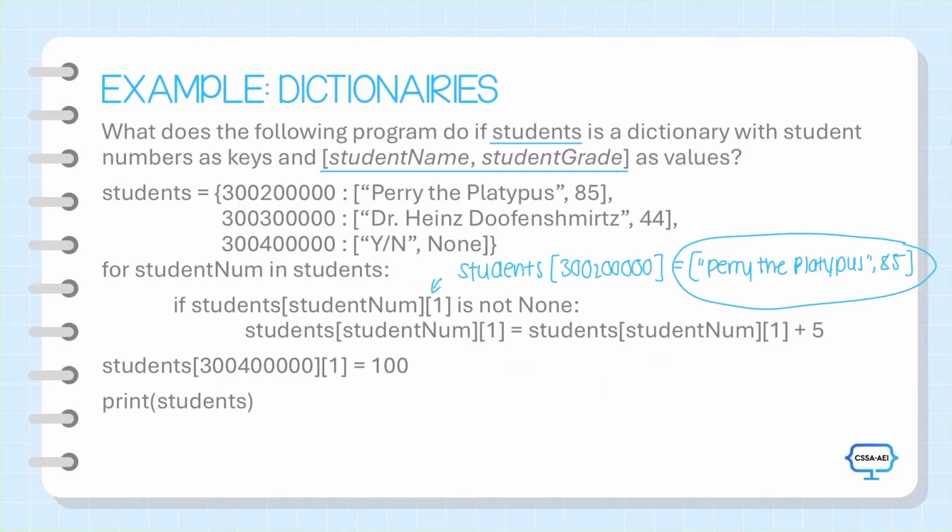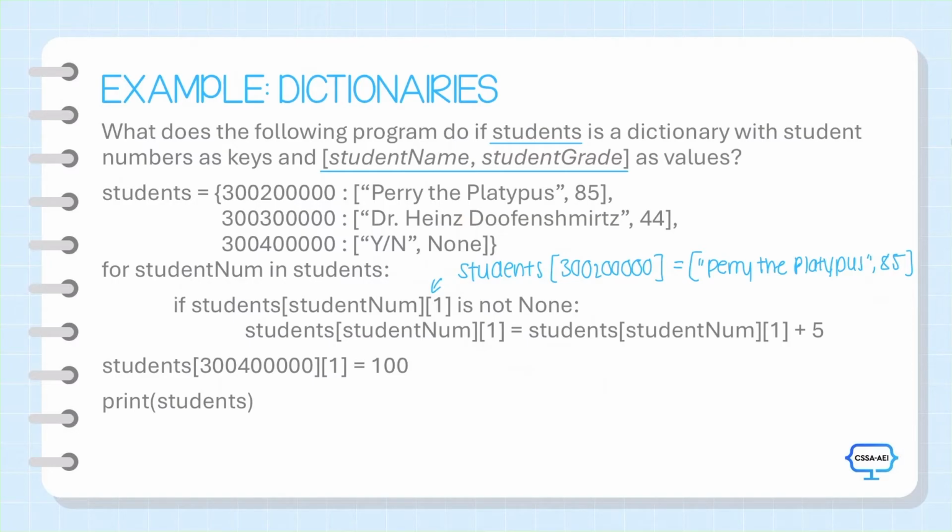Now this is a list. The value of our dictionary at this key is a list, so that can be indexed further. So if we index that at index 1, we'd be getting their grade. Okay? So this is saying we're going to loop through all the students in our dictionary. If their grade is not None, like this guy, then we're going to go in and we're going to change it. We're going to give them a 5% bump.